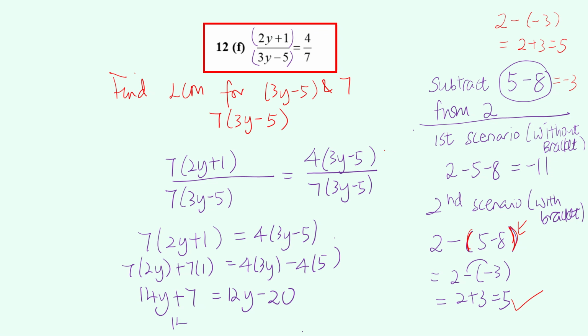Take away 7 on both sides. Group all your y together. Once you understand the logic, the concepts, it can be very fast. Subtract minus 12y on both sides, so gives you 2y equals negative 27. Divide by 2, so y is negative 13.5. So that's how we do it.